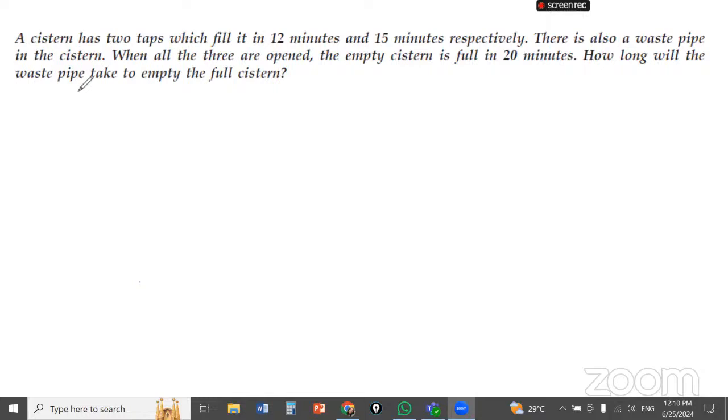Okay, here the answer is 10. Yes, you're right. So 1 by 12 plus 1 by 15 minus 1 upon x, for pipe C, which we don't know. Together it is 1 upon 20. So that's how we get it.